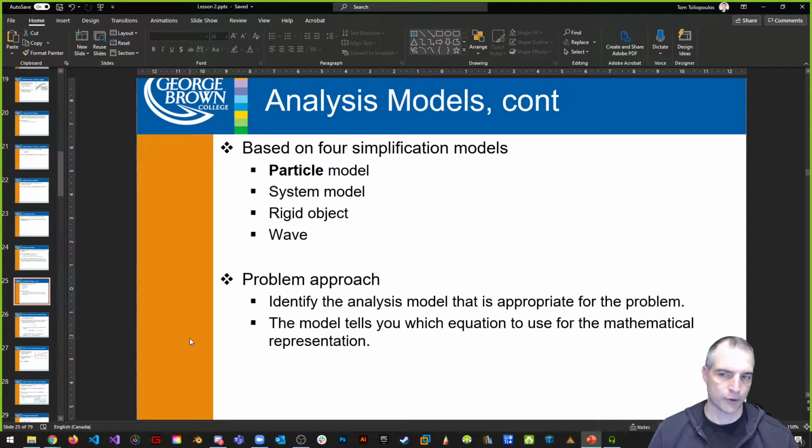Notice that particle and wave are separate, but whenever we try to model something like light, we can model it as both a particle and a wave. You might have learned that in Physics 101 in high school, where they talk about the wave particle theory of light. So the way we approach a problem is we identify the analysis model that is appropriate for the problem, and then the model tells us which equation to use to understand the problem, to really break down the problem and make some predictions.